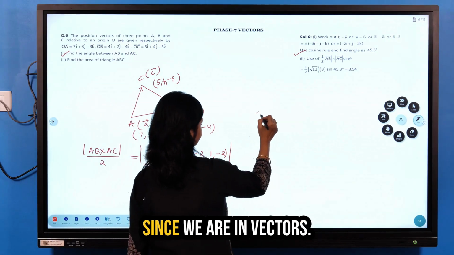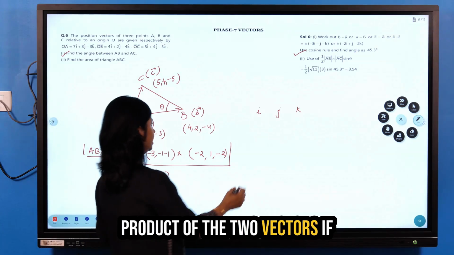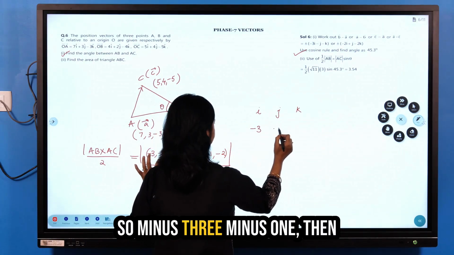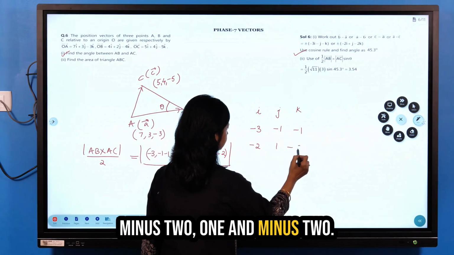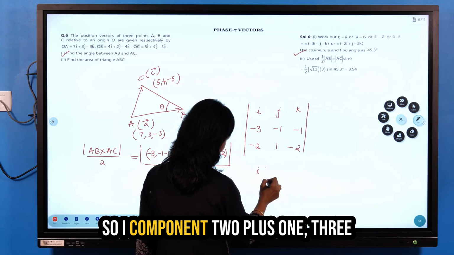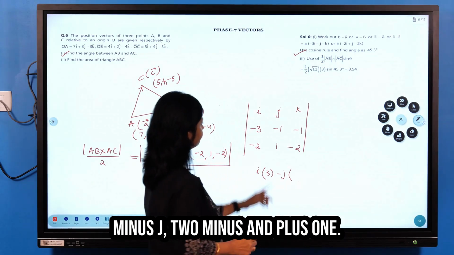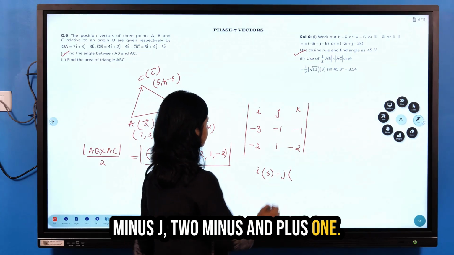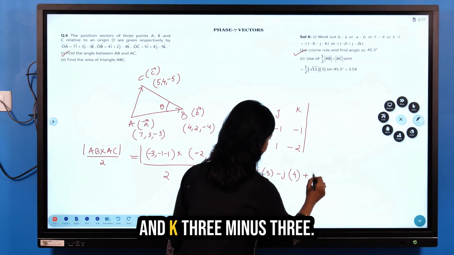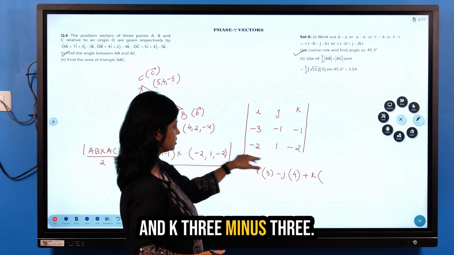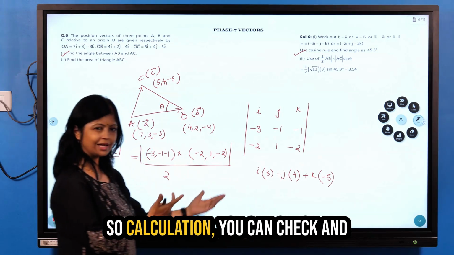Since we are in vectors, you have already done in physics how to find the cross product of two vectors if the components are given. So minus 3, minus 1, then minus 2, 1, and minus 2. The i component is 2 plus 1, 3. Minus j, 6 minus 2 is 4. And k, 3 minus 3 and minus 2 is minus 5. You can check the calculation.